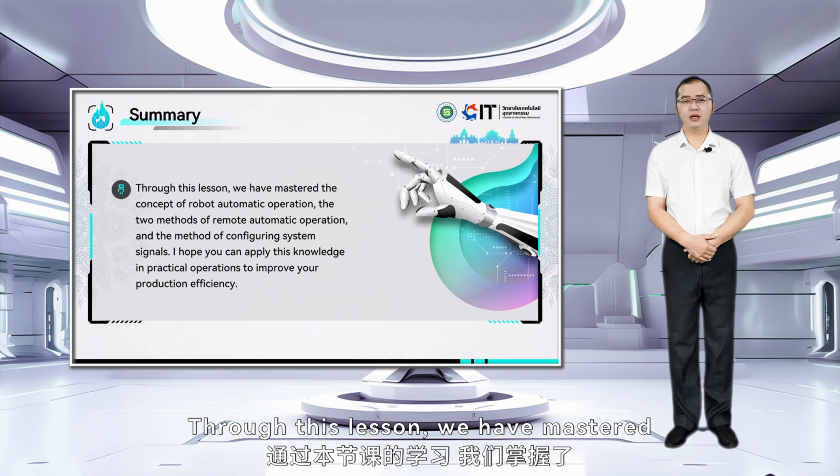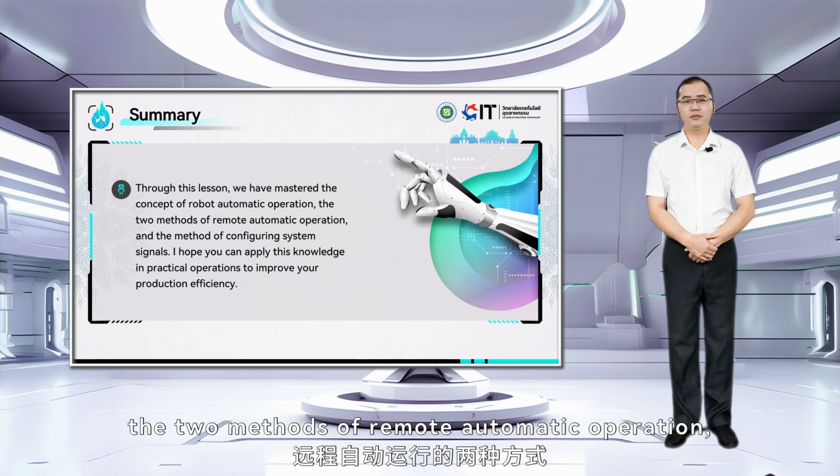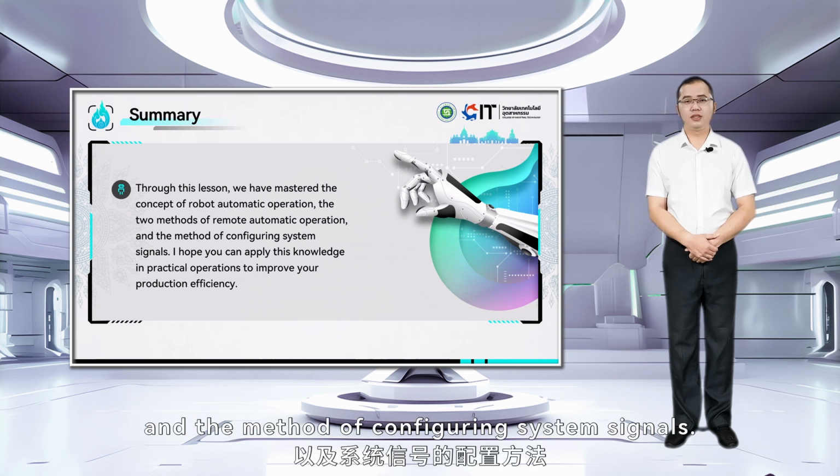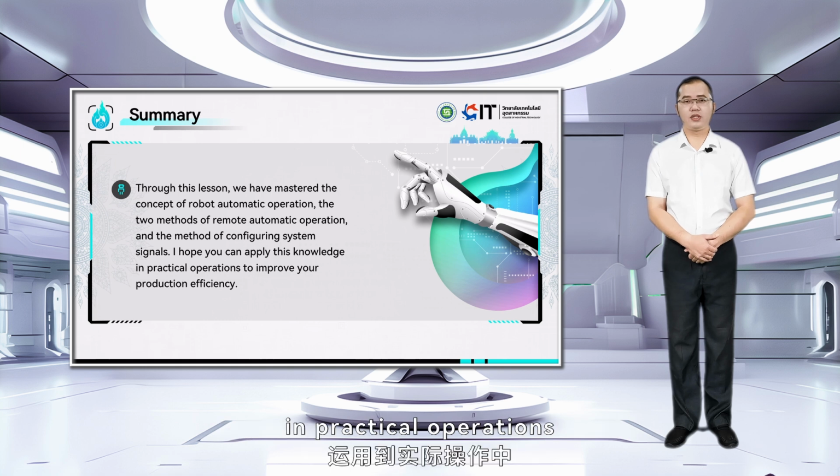Through this lesson, we have mastered the concept of robot automatic operation, the two methods of remote automatic operation, and the method of configuring system signals. I hope you can apply this knowledge in practical operations to improve your production efficiency.